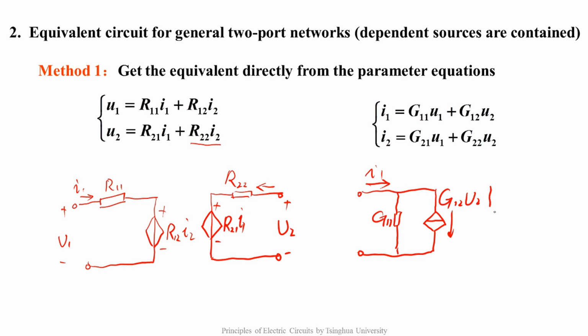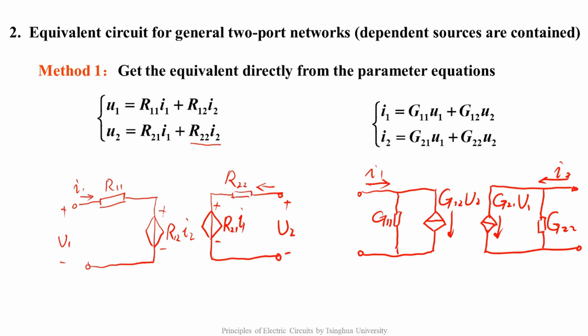We deal with port 2 similarly. Since I2 and U1 are the voltage and the current of different ports, we also need to use a voltage-controlled current source, whose current equals G21 times U1. Since I2 and U2 are the voltage and the current of the same port, their relationship can be represented by G22. The voltage-current relationship of port 2 is also satisfied.